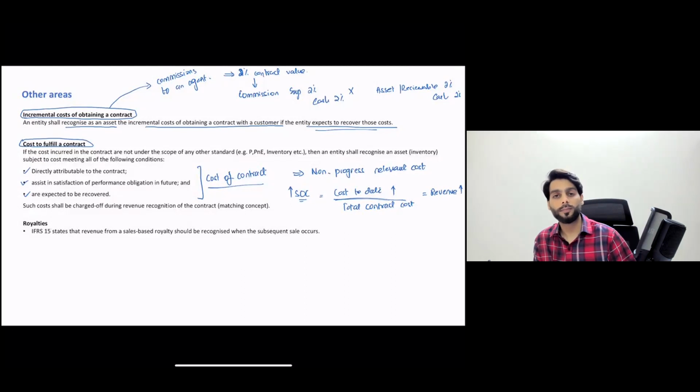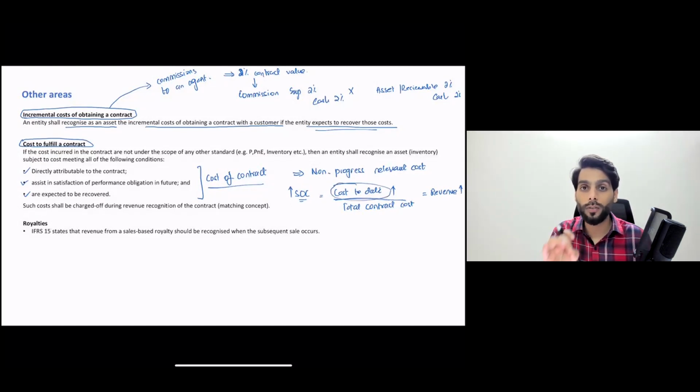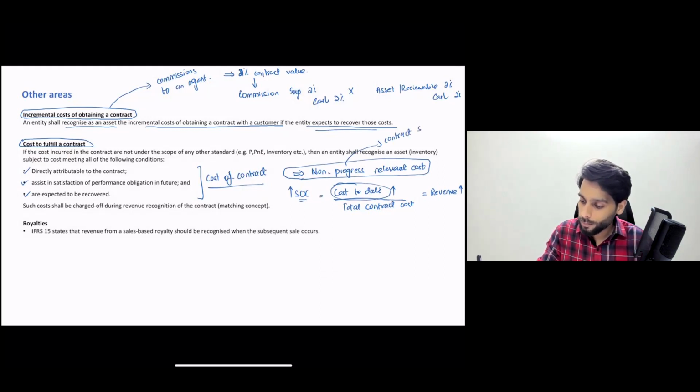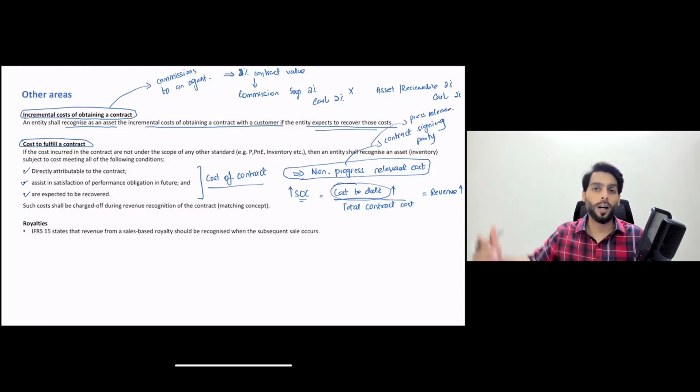Make sense? So IFRS 15 says that only those costs can be considered for the calculation of stage of completion which are progress relevant cost. If there is a cost which is non-progress relevant cost, for example, you just threw a contract signing party, or maybe a press release. Maybe you threw a contract signing party for all your customers, your employees, and so on and so forth.